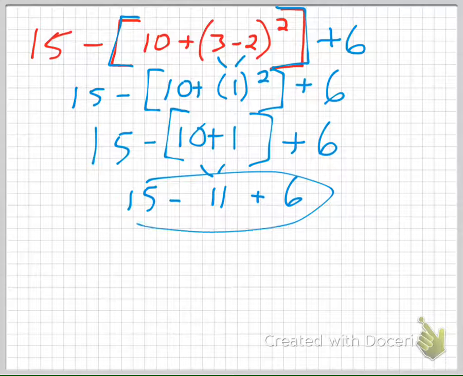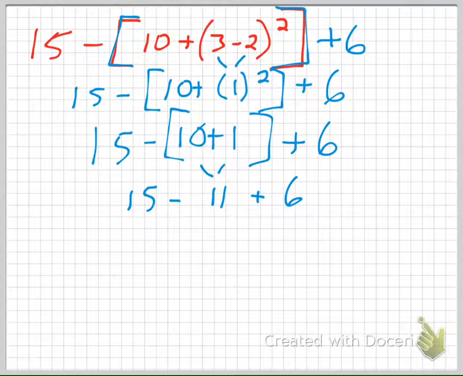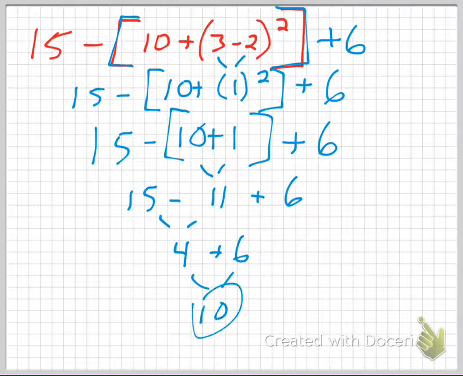Now what do I do? I've got this. Which one do I do first? Left to right. So what's 15 minus 11? 4 plus 6 is 10. How many of you got 10? All right, so you got 4 without the 6. That's fine. Makes sense. Okay, here's another one that you need to get. What about this?